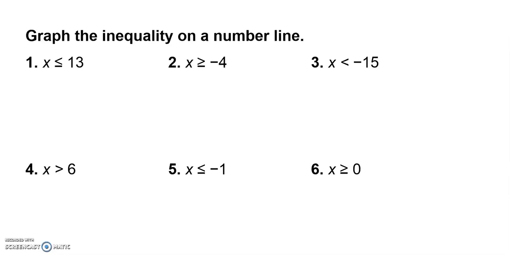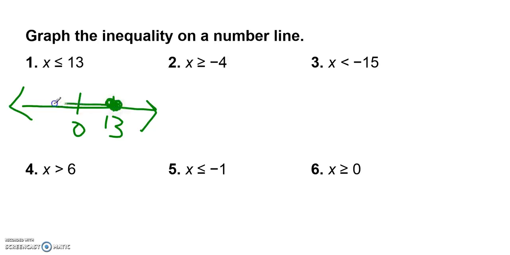Okay, so it says graph the inequality on a number line. So I'm just going to grab a pen real quick, and I'm just going to do a couple of them, and you can do a couple other ones if you want. But for number 1, here's 0. I'm going to say that 13 is here. And it says that x is less than or equal to 13. So since 13 is a part of the solution, I'm going to circle it and fill it in. Let's fill in the circle. Okay, just pretend that's really filled in, and then shade that way.